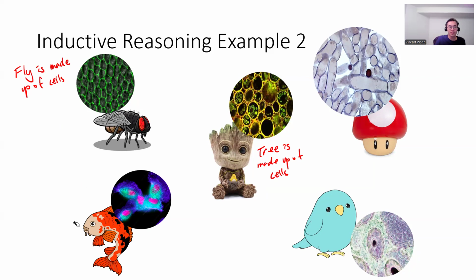Observation two, you look at a fish, and you're like, oh, a fish is made of cells as well. You get it, right? Birds are made of cells, mushrooms are made of cells. These are all individual observations. So if I'm using inductive reasoning, what would be my logical conclusion?